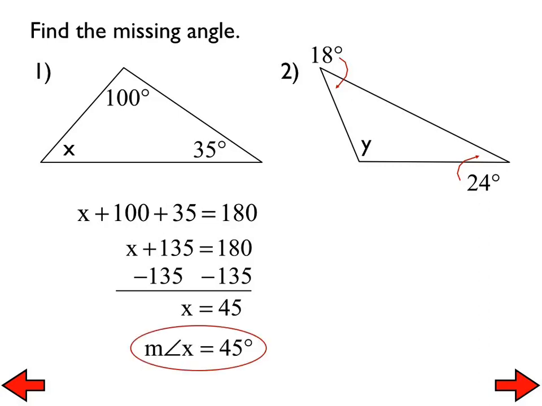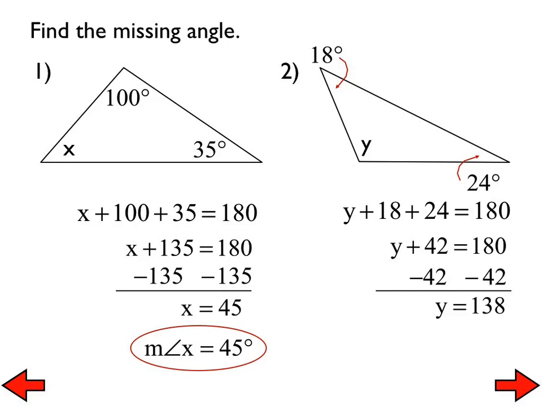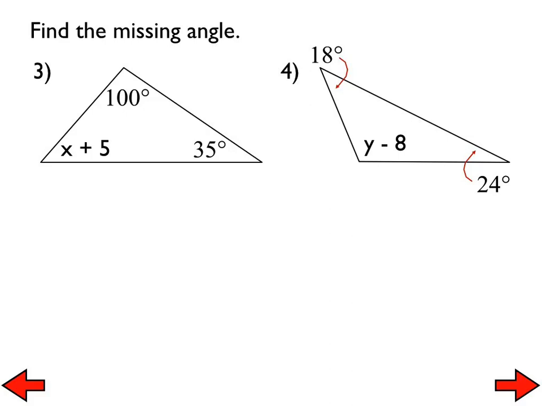And number two, same idea. Y plus 18 plus 24 is equal to 180. Combine your constants together, those are the like terms, and subtract 42, and we get y equals 138. Those are easy simply because we only have x or y as far as the missing angle goes. But what about a problem like number 3? I would like everybody to try number 3.